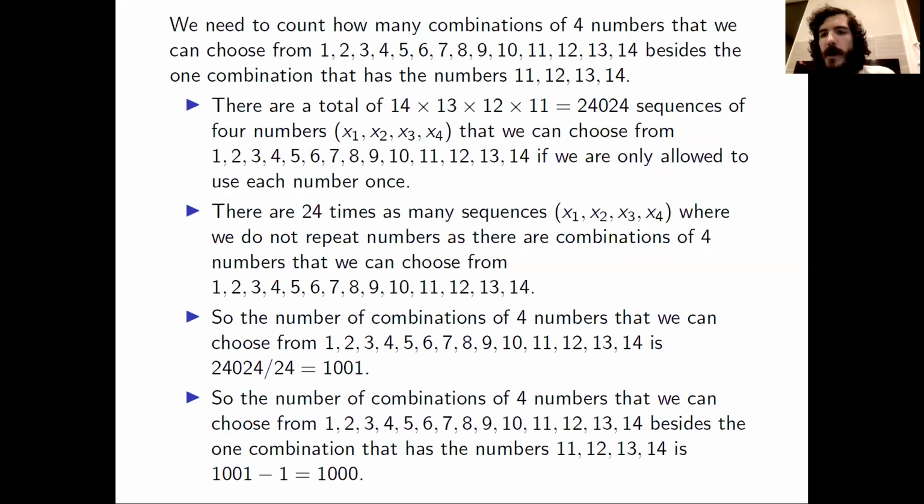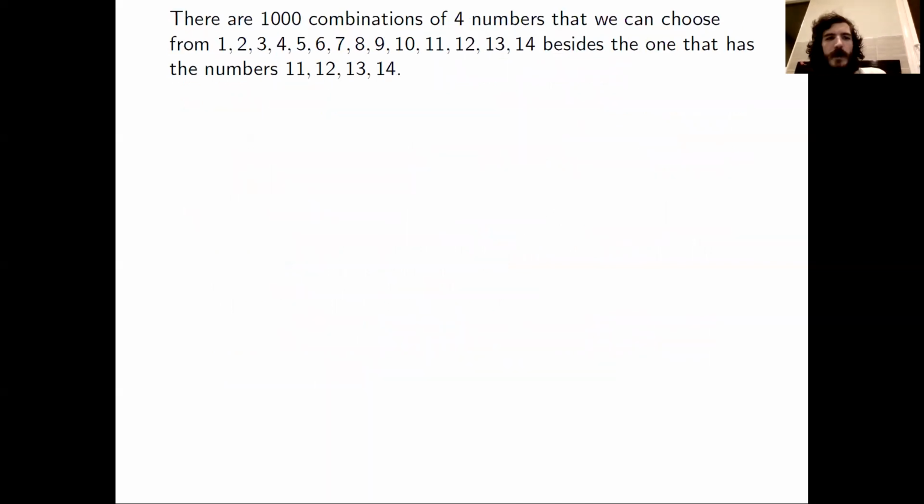Now the quantity that we wanted was one less than that because we're excluding the combination 11, 12, 13, 14. So we get 1001 minus 1, which equals 1000. So we found that there are 1000 combinations of four numbers that we can choose from the numbers 1, 2, 3 up to 14, besides the combination of the numbers 11, 12, 13, 14, which is discarded.